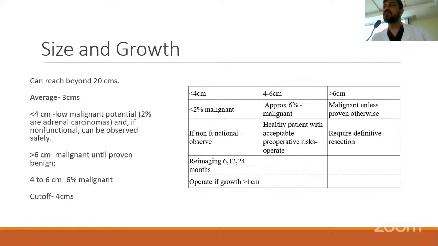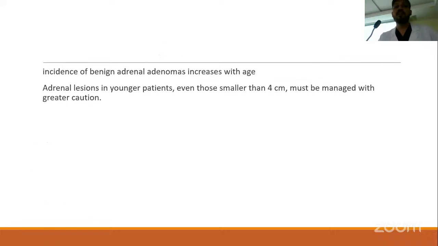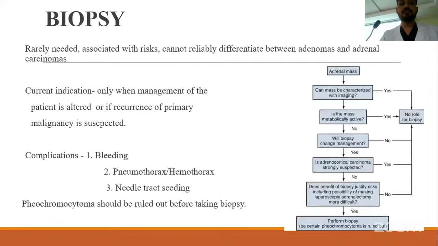And if on repeat imaging, the growth increases by 1 centimeter, we should operate on it. In lesions 4 to 6 centimeters, there is a 6% chance of malignancy and they should be operated. In lesions more than 6 centimeters, they are malignant until proven otherwise and should definitely require surgery. Incidence of benign adenoma also increases with age. Therefore, adrenal lesions in younger patients should be treated with caution even if they are less than 4 centimeters.